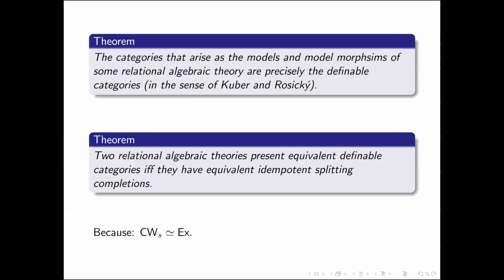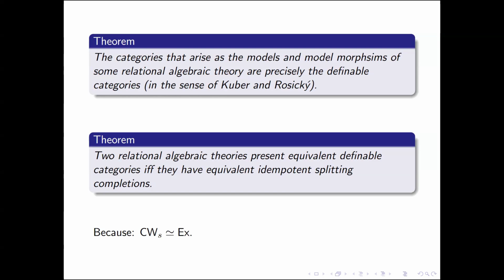I guess, if anybody wants to. And then we have these two theorems again. The categories that arise as the models and model morphisms of some relational algebraic theory in this sense turn out to be what Cooper and Ruzicki call the definable categories. If these people are listening, this is the worst name you could possibly choose, but they're a technical thing, and you can go read about them.